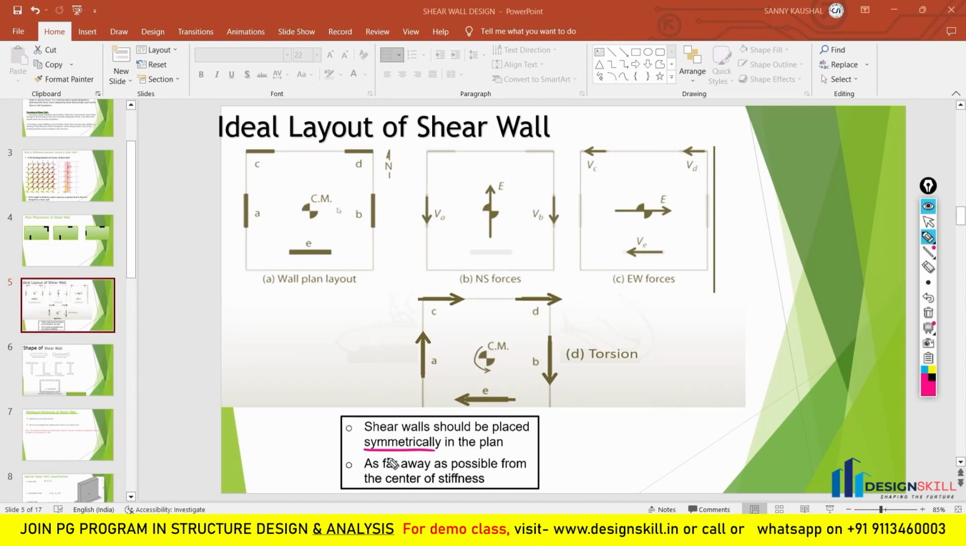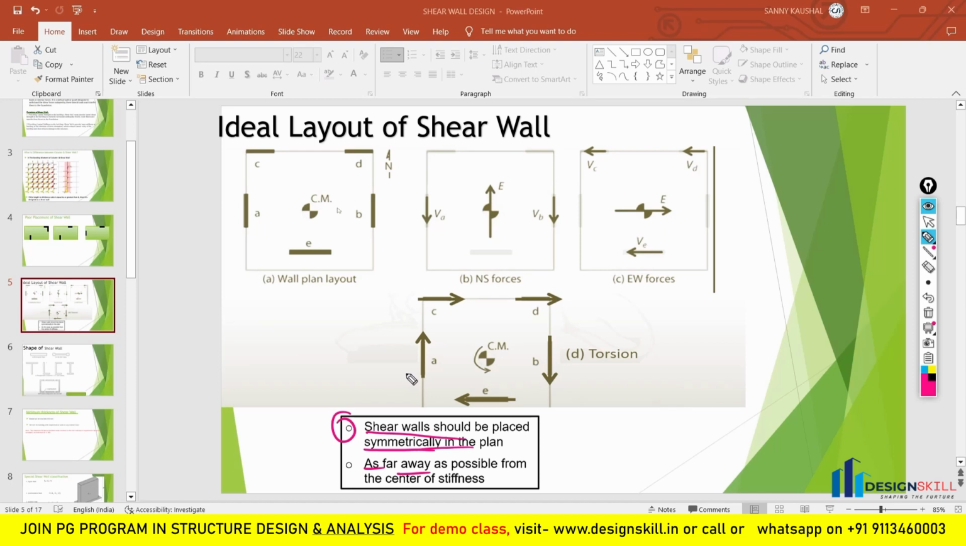And the second case is when you put the shear wall as far as possible from the central stiffness, then also that will be a good location of putting the shear wall. But I will recommend you to try the first thing only, that is, put the shear wall symmetrically in the plan. When you do that, your torsional effect will get reduced in the building. So that will be a good option of putting the shear wall in your building.